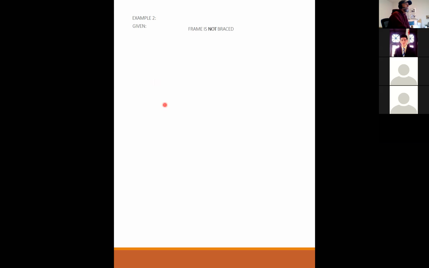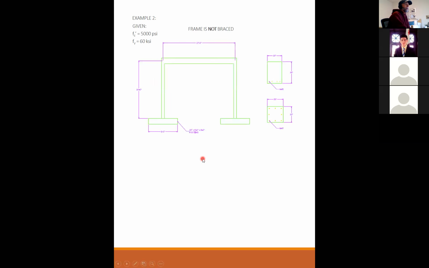Okay, so now we're going to look at what happens when a frame is not braced. f'c is 5,000 psi, fy is 60 ksi, and here we have basically the same frame, but without it being braced. So we've got the same center-to-center spacing of the beam, same center-to-center of the column, same footing, same cross-sectional dimensions. What is required? Let's use the alignment charts to find the K factor. Use Table 6.6.3.1.1(a) for effective moments of inertia.